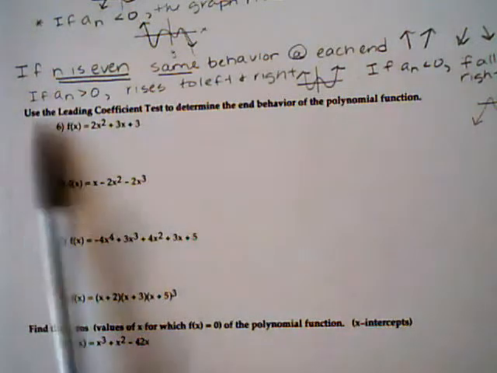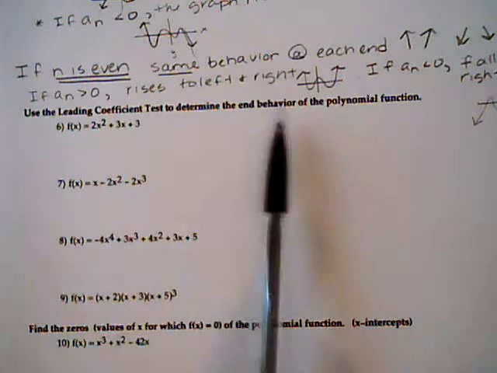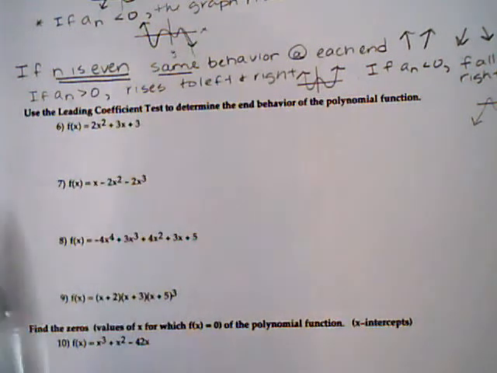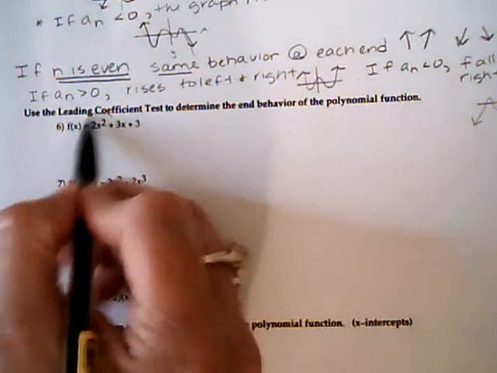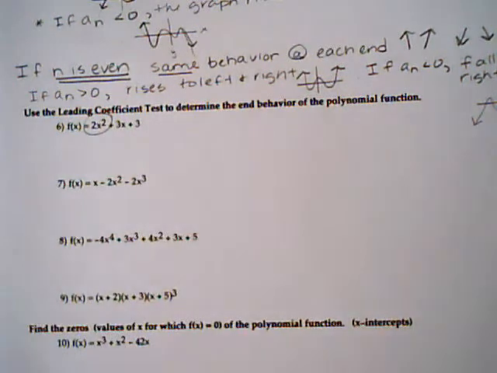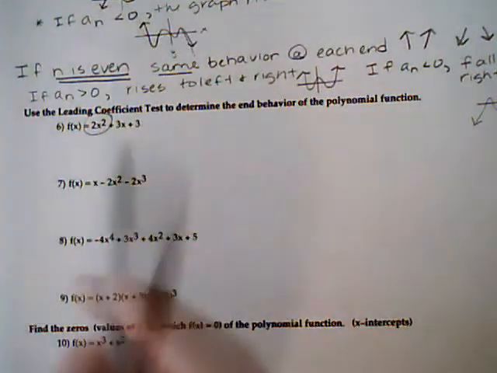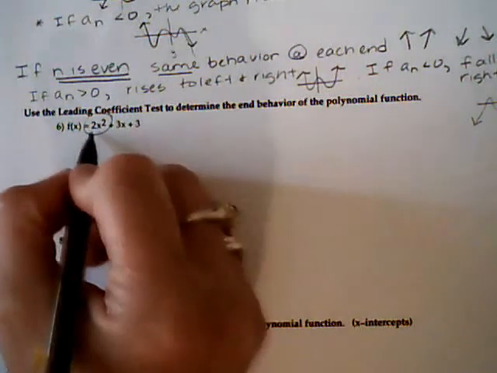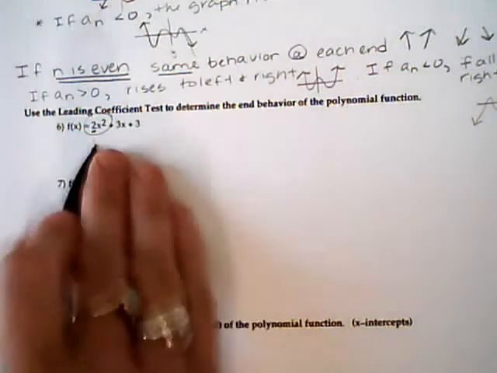Okay, these examples say to use the leading coefficient test to determine the end behavior of the polynomial function. Okay, so again we want to make sure we look at the term that has the highest exponent. So 2x squared, since it's even, that means that the graph will have the same behavior at the ends. So then we look at the actual coefficient, the positive 2.